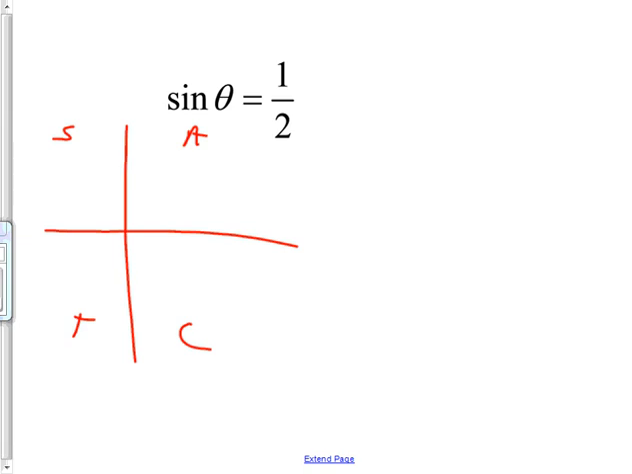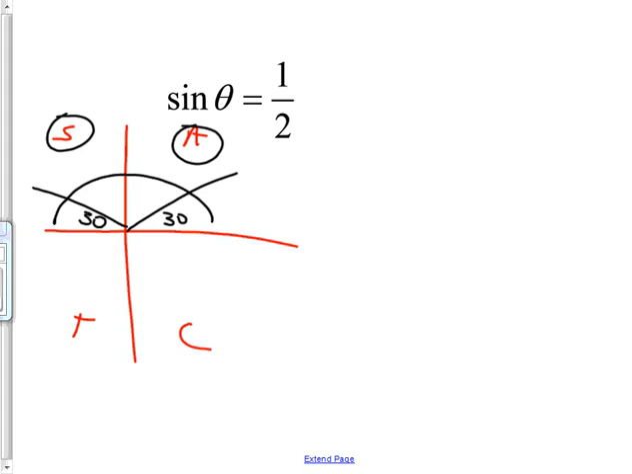MV in the back row. Tell me what to do. Which ones work? ASTC. Okay. So the S1 works. And where else is sine positive? Yeah. So if I said it was 30, then that's one of your answers. Is the answer 30 over there? We say 150 because we go 180 and then back off 30. 180 minus the 30 makes 150. So the answer is 30 and 150.